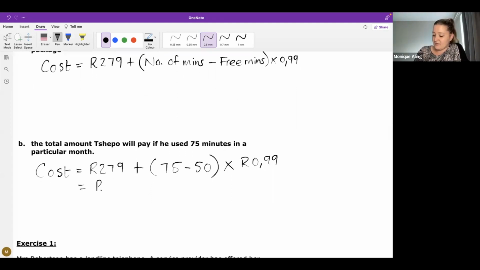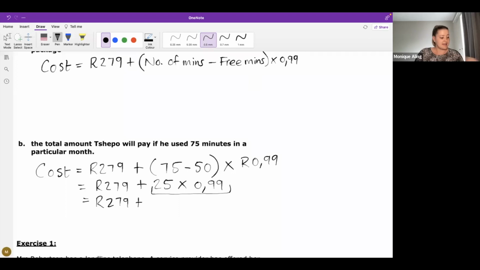Because in Maths we have to show all our working out, I'm going to do the bracket first. So he's left with 25 minutes that he must actually be charged for, because these 25 do not fall within the 50 free minutes. And then again, according to BODMAS, we do the times first. So it'll be 279 plus the bracket, which will be 24.75. So in total, yeah.